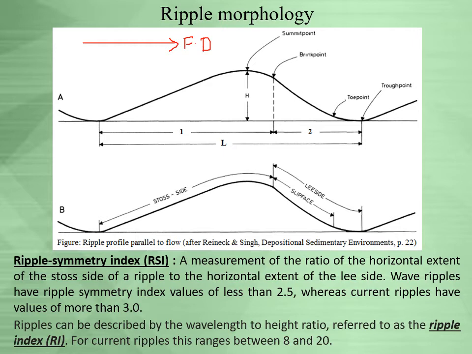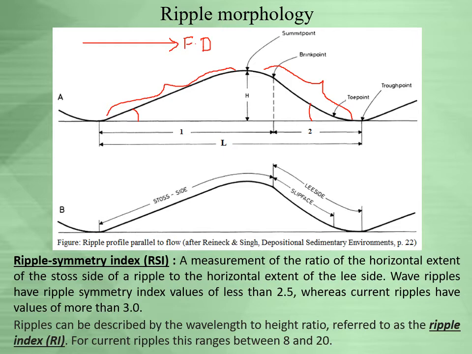Firstly, from this cross section, you can see that there is a gently sloping portion. The inclination of this surface is gentle, that means shallow, and there is a steeply sloping portion. The inclination of this surface is higher compared to this surface. So this angle is low or less in amount compared to this amount. That indicates the inclination of this surface is higher compared to this surface.